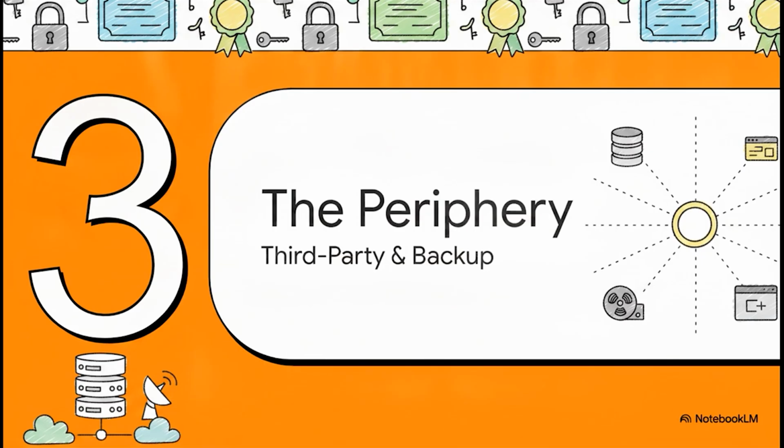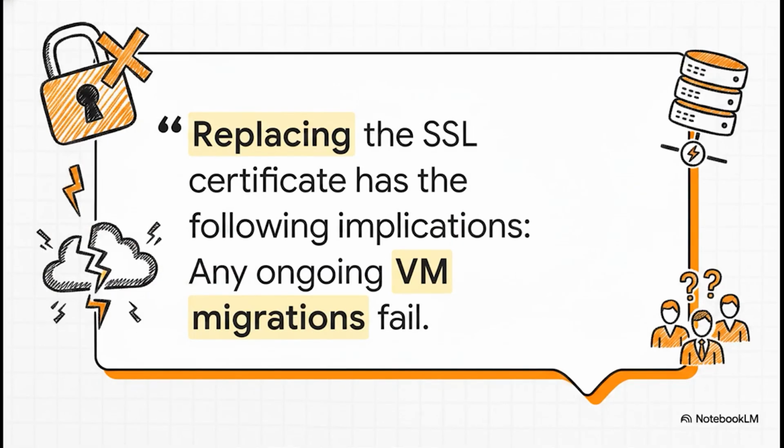All right, part 3, the periphery, third-party, and backup certs. When we move beyond the core components, you'll find that other Nutanix services actually handle certificate replacements and integrations a bit differently. You really need to understand these nuances for the exam. For example, if you're using Nutanix Move for your virtual machine migrations, swapping out the SSL certificate has some severe, immediate operational impacts. As the official rules strictly warn us, any ongoing VM migrations will fail instantly. The Move session will restart and active users get booted out. So you absolutely have to plan any certificate maintenance in Nutanix Move very carefully around your actual migration schedules.